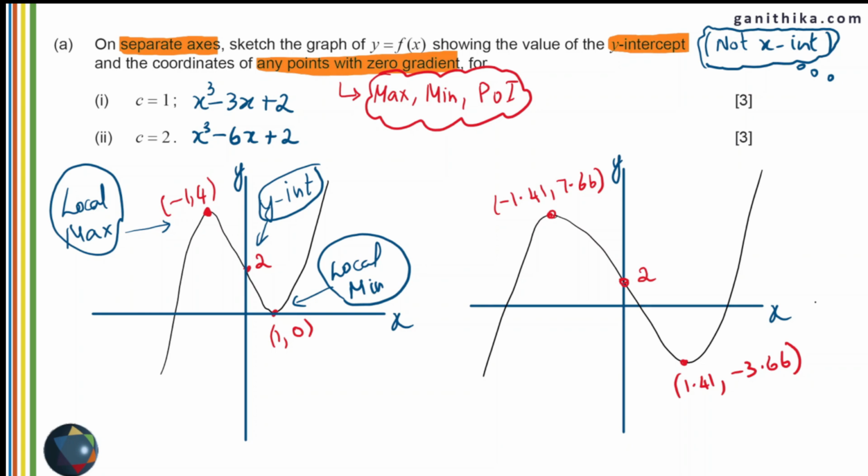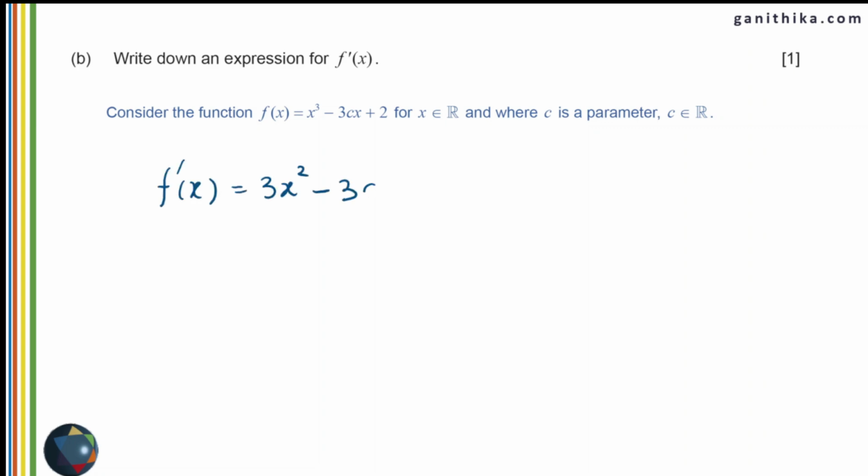Let's proceed further to question B. Again, another very simple question for a mark, which is very easy to obtain. Maybe you can spend less than half a minute to answer this question. You are supposed to find the derivative of f of x. f of x is x cube minus 3cx plus 2. Finding the derivative is very easy. 3x square minus 3c is the derivative here. Because it's just a polynomial, it's going to be very easy to do this question.